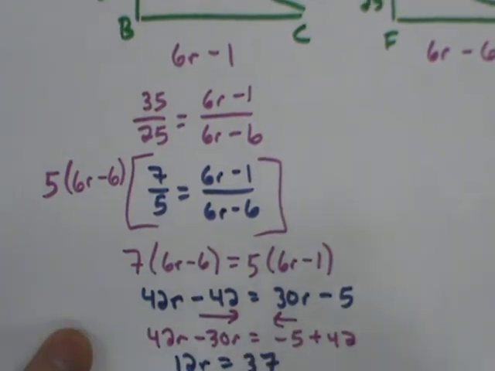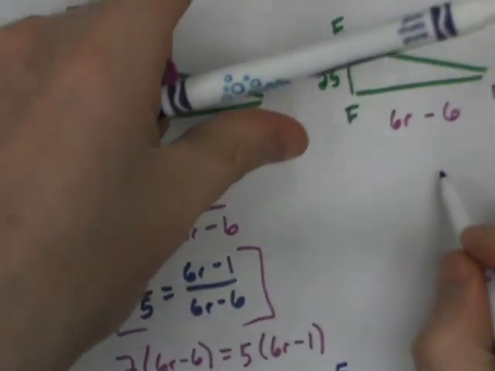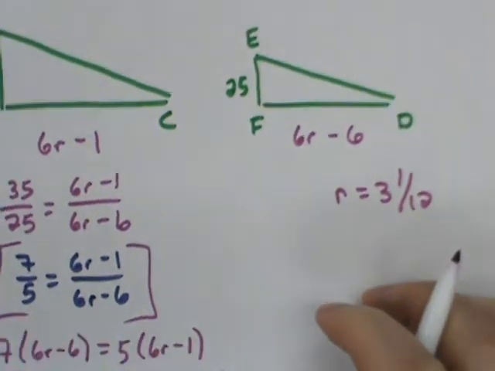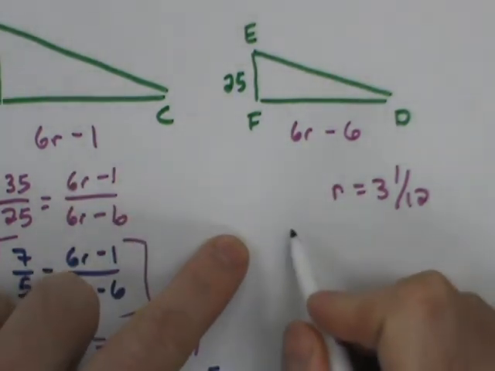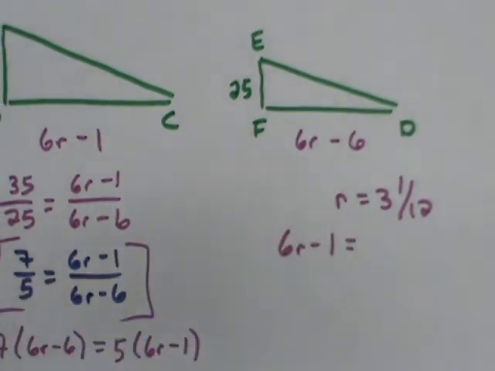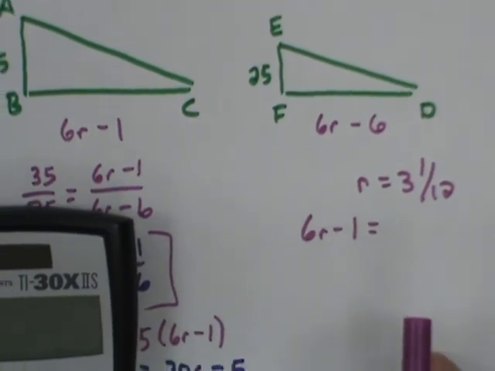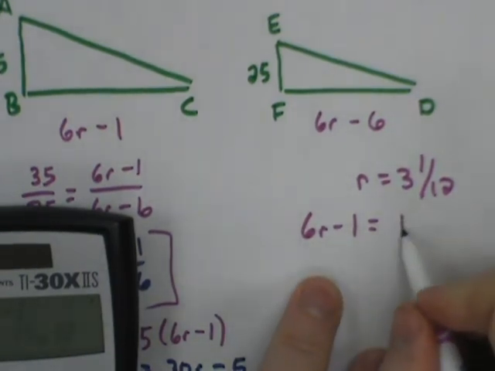So I could divide by 12. Again, I get a strange answer there, and that's okay. That'll be 3 1/12. So I can come up here and say R was equal to 3 1/12. But rather than just solving for R, I want to know the lengths of those sides, so I have to plug those back in for R. And so I'm going to say 6R minus 1 would be equal to, and then again, I just use my calculator. I can say 3 1/12 times 6 minus 1. That gives me 17.5.